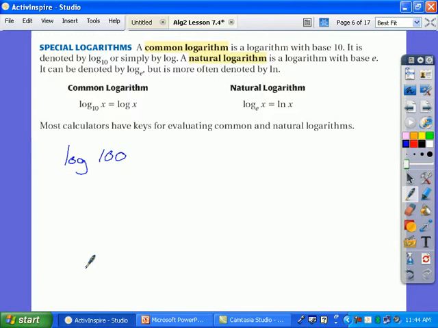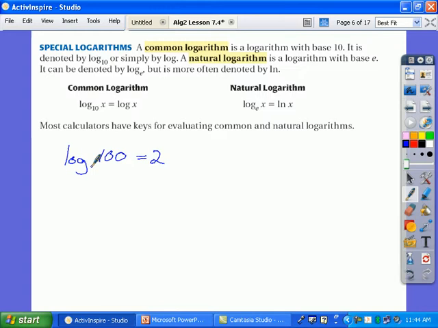So what is log of 100? Remember, this should just be a number. So log of 100 is 2. The reason is because, remember, there's an understood 10 that's right here, and 10 to the 2nd power is 100.